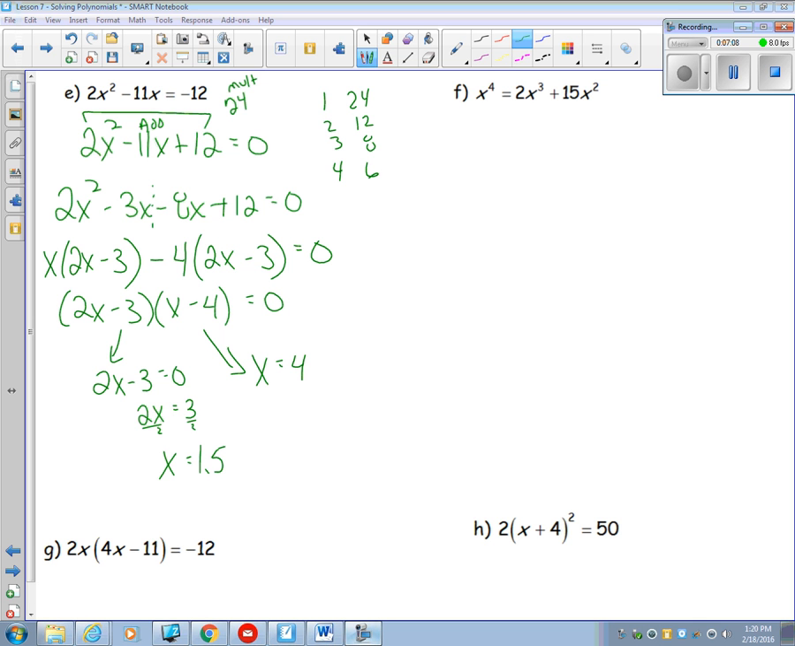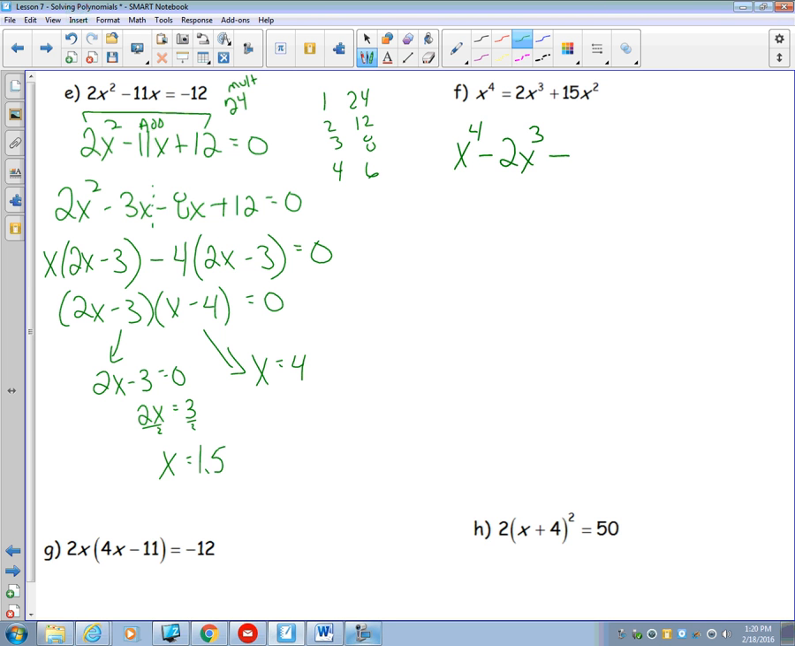Make it equal 0 first. That's our objective. Start with x to the 4. I'm going to bring everything to the left-hand side this time because I want to make my biggest exponent positive, which it is right now. Back to my factoring flowchart. What comes first? Common factor. I can take an x squared out of all of these things.